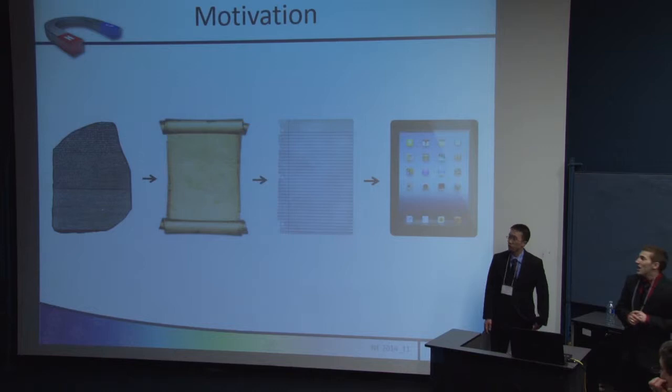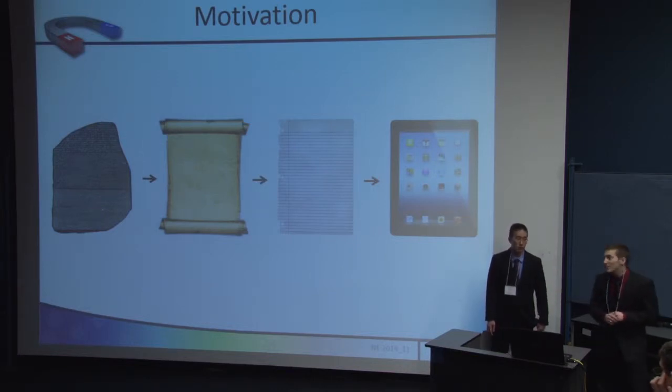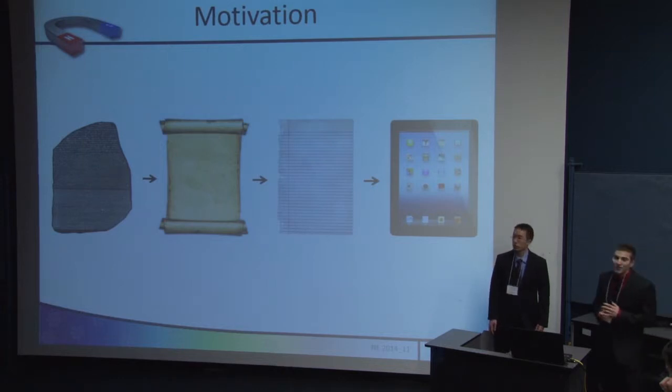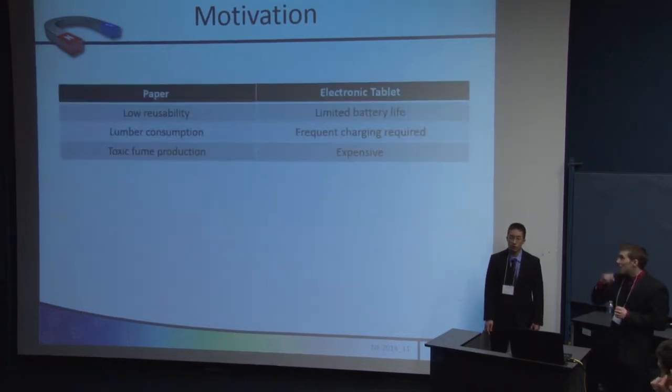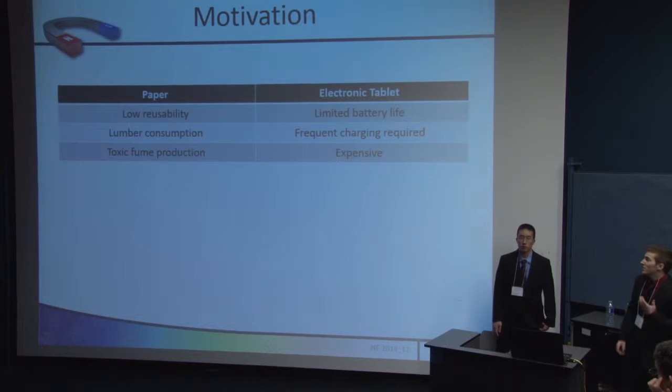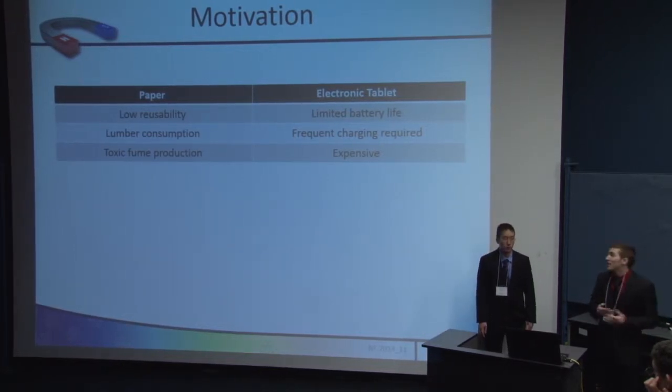All right, so writing has always been an integral part of society, and the technology behind writing has evolved over time. It began with just stone tablets, finally onto papyrus, paper, and now more recently even electronic tablets. There's several issues with the modernly used writing surfaces, however.